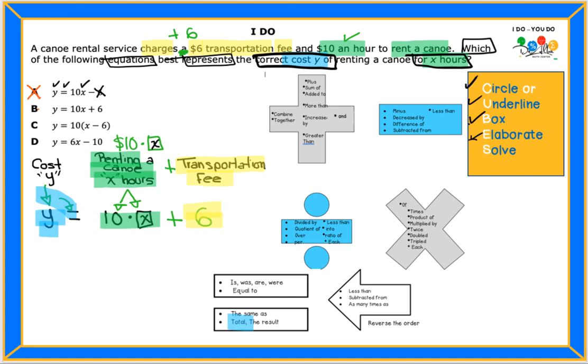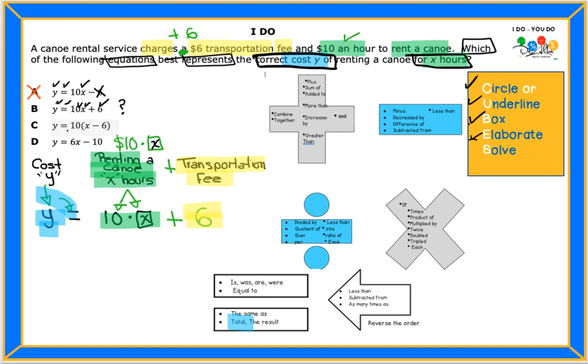Now I'm gonna analyze B. They have the total cost, they have the 10 multiplying a number that they don't know yet, and then adding the transportation fee. This could be our answer. Let's check the next one.